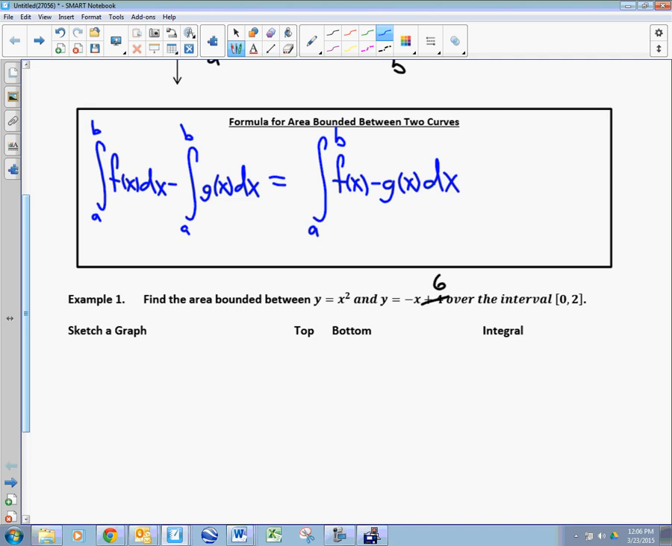I'm very proud of you. It is an integral symbol. Very good.